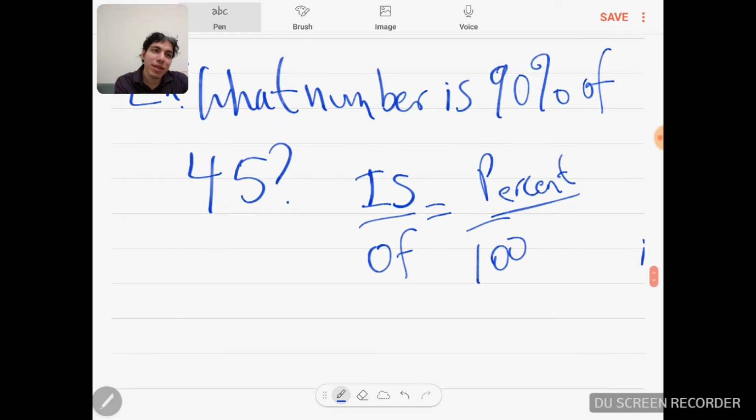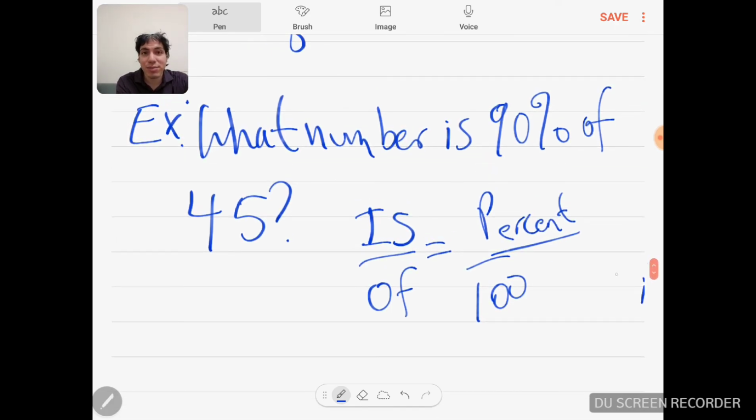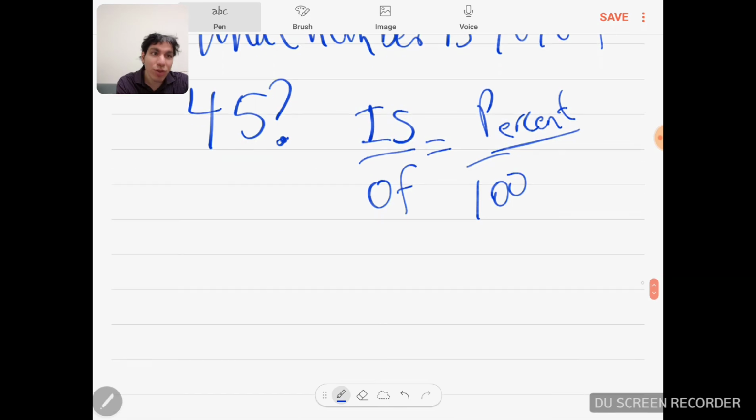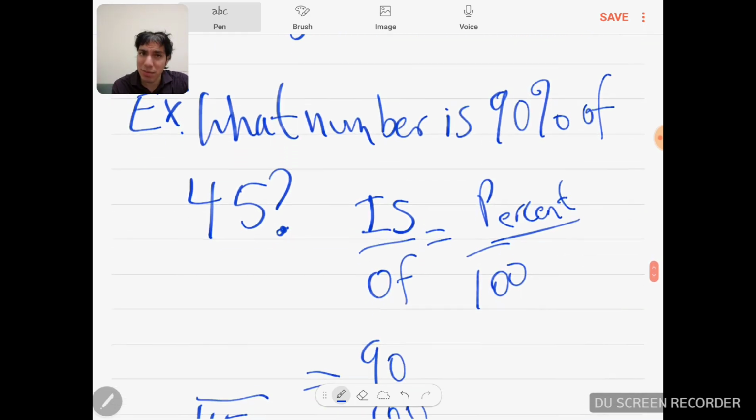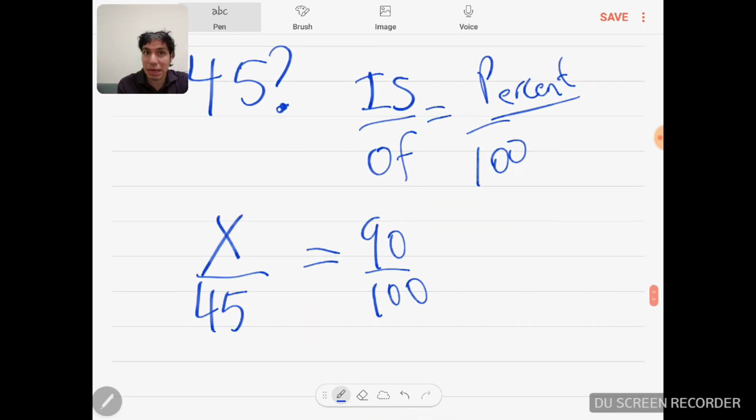So what does that mean? Wherever I see my is, that's my is, and my of is basically whatever that of is. In this problem, I'm given a percent, right? So on the right-hand side of the equation, I know to put 90 over 100. My of is going to be, simply plug it in, 45. What is my is? I'm not sure, so I just put an x.